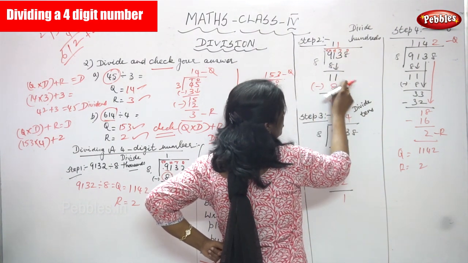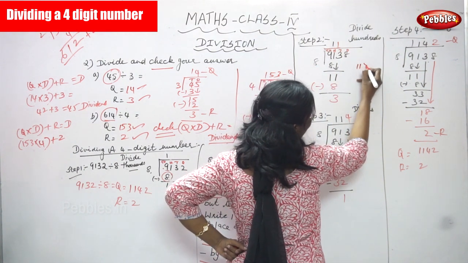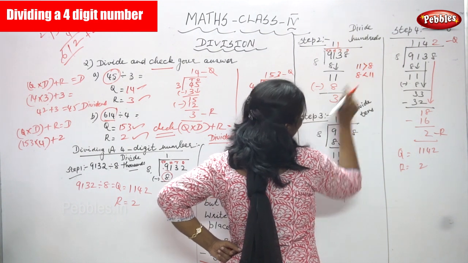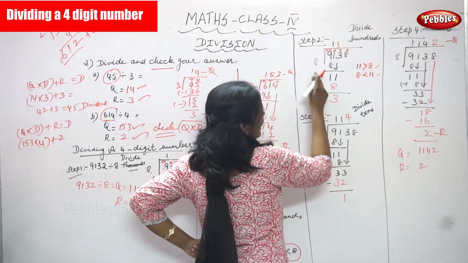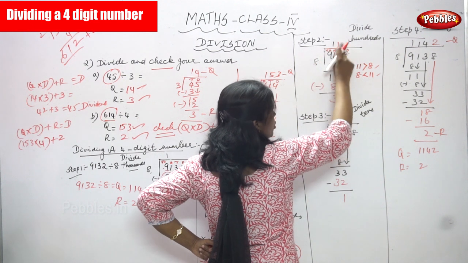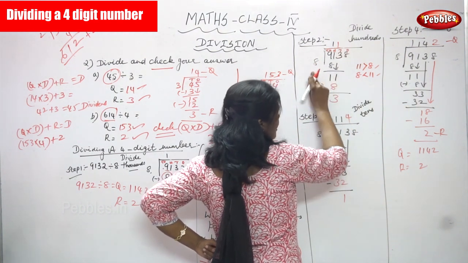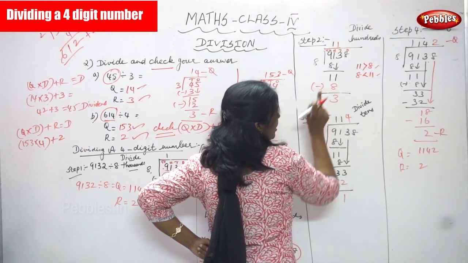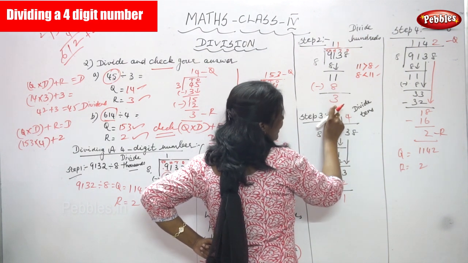So 11. 8 compared with 11: 11 is greater than 8, or 8 is less than 11. So whatever you have to take, no issues. How many times does 8 go? 8 into 1, you can get 8. As one time, 8 into 1 is 8, you write it below the 11. So it goes only one time. And 11 minus 8, you have to subtract now. 11 minus 8, you can get 3.